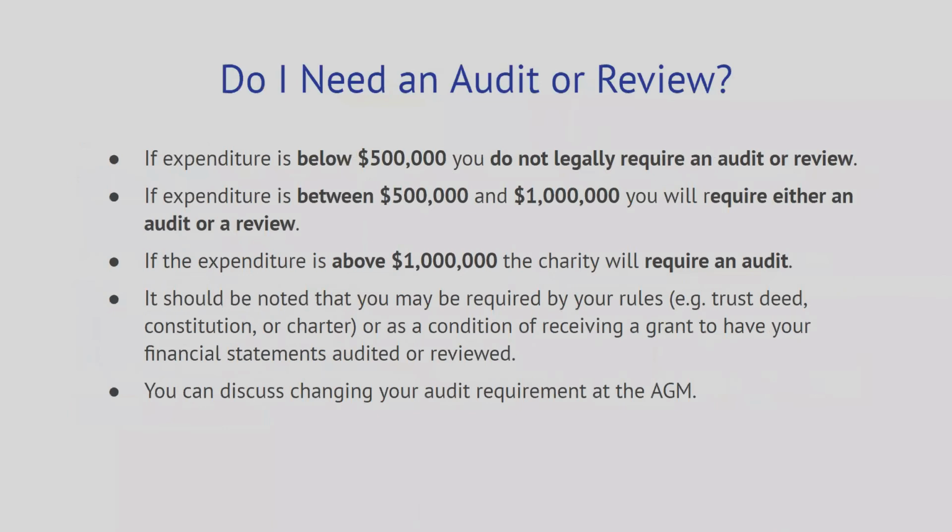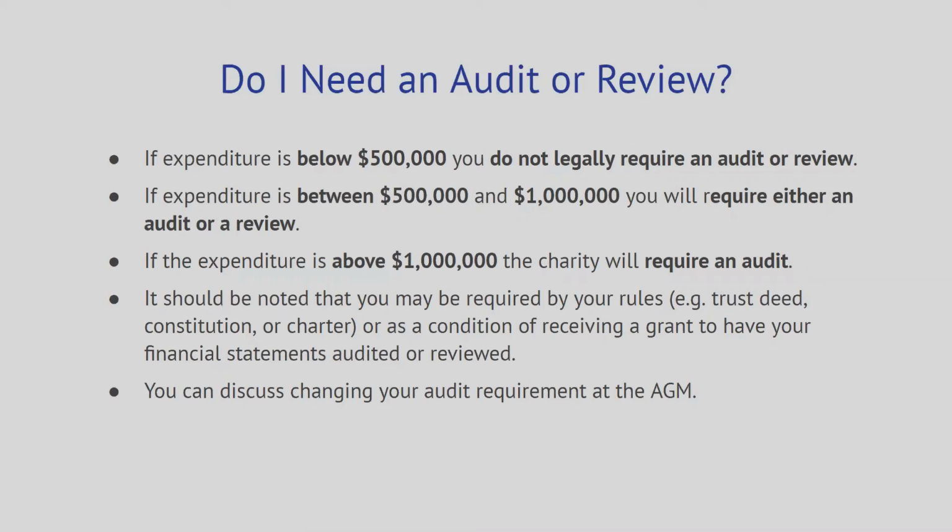In terms of whether you actually need an audit or review, there may be legislative requirements under the Charities Act 2005 that you need to abide by. If your expenditure is below $500,000, you do not legally require an audit or review. If it's between $500,000 and $1 million, you will require either an audit or a review. It's up to your discretion. If the expenditure is above $1 million, the charity will then require an audit by legislation.